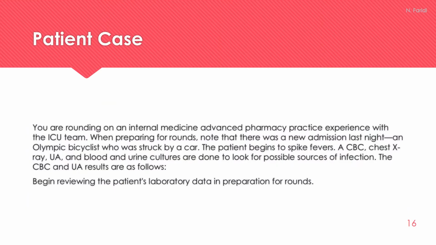Here I have a patient case for you to practice some of the things that we have talked about so far. You are rounding on an internal medicine APPE rotation with the ICU team. When preparing for rounds, you noticed that there was a new admission last night, an Olympic bicyclist who was struck by a car. The patient begins to spike a fever. The CBC, or complete blood count, chest x-ray, urine analysis, and blood and urine cultures are done to look at possible sources of infection. The CBC and UA results are as follows. Begin reviewing the patient's laboratory data in preparation for rounds.